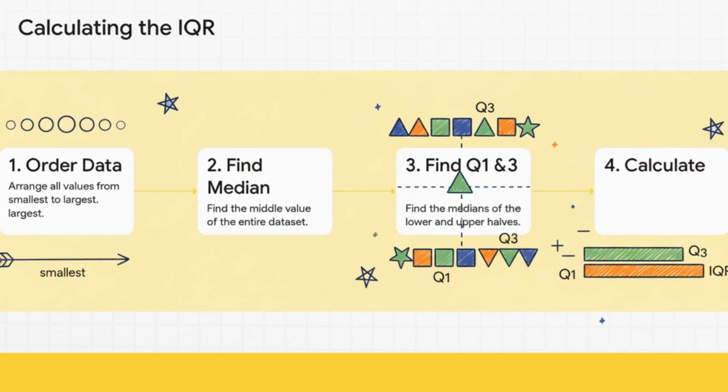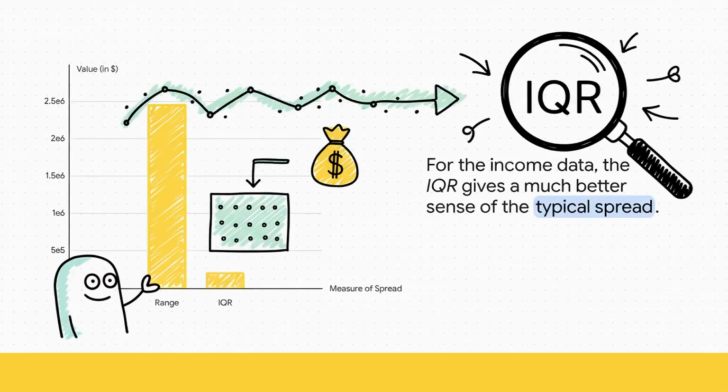Step 2, find the one smack in the middle. That's your median. Now for the quartiles, you just find the median of the lower half of the data, that's called Q1, and you find the median of the upper half, that's Q3. The IQR is just Q3 minus Q1. That's it. So let's go back to those incomes.